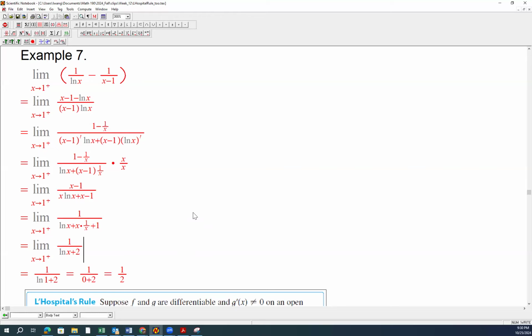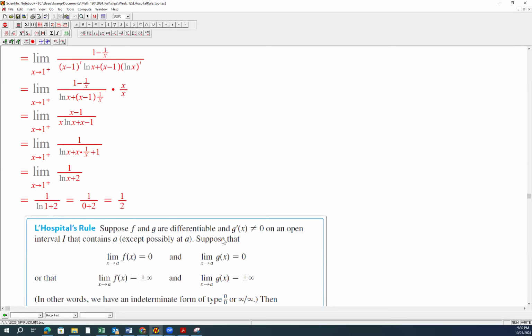Wait a second. We have started with infinity subtract infinity, right? When x approaching 1. So the limit of infinity subtract infinity, what is the limit? Certainly not 0 here. It's 1/2. Okay. All right.